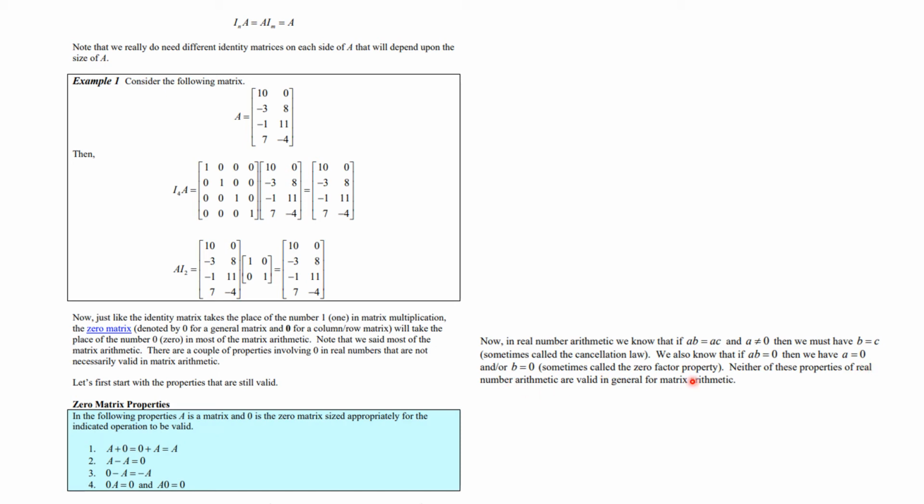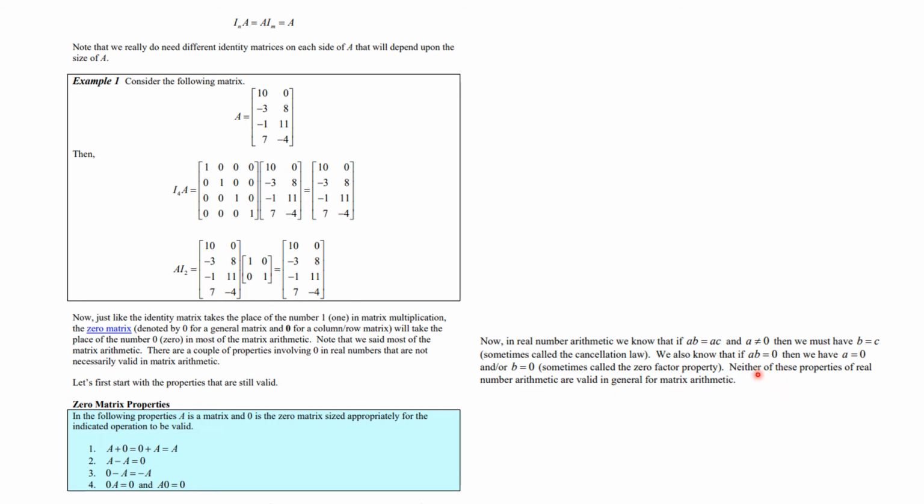Sometimes this is called the zero factor property. Please note, this is very important, neither of these properties of real numbers are valid in general for matrix arithmetic. You might in fact want to come up with examples where matrix A times B is equal to matrix A times C, but the two matrices, matrix B and C, are not equal.